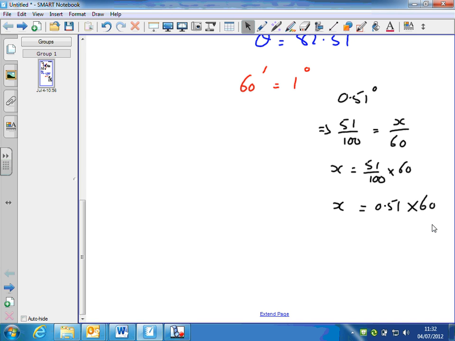But we don't often worry too much about degrees and minutes nowadays. 82.51 degrees will probably be fine.